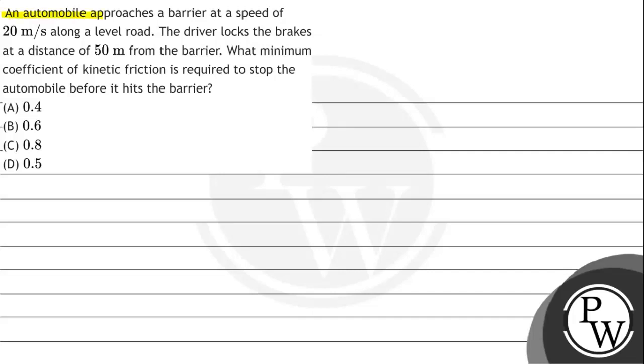The question says an automobile approaches a barrier at a speed of 20 meter per second along a level road. The driver locks the brakes at a distance of 50 meter from the barrier. What minimum coefficient of kinetic friction is required to stop the automobile before it hits the barrier? Option A is 0.4, option B is 0.6, option C is 0.8, option D is 0.5.